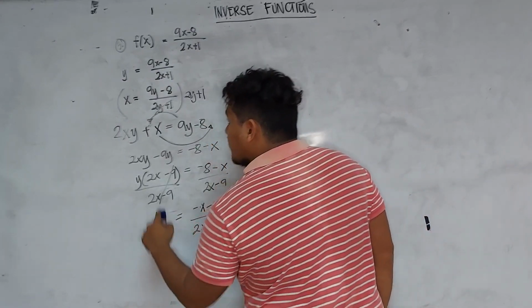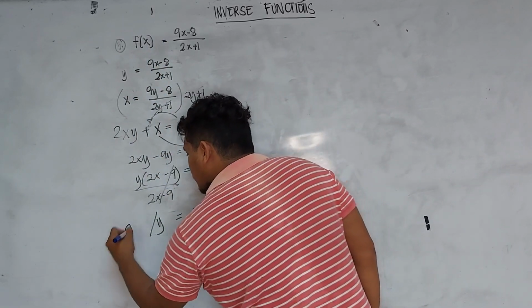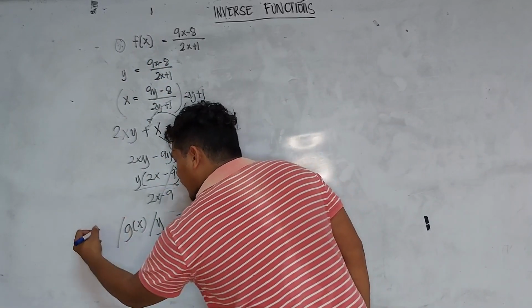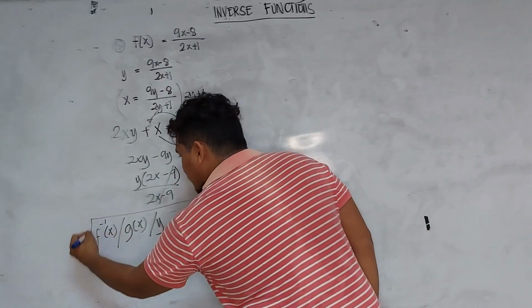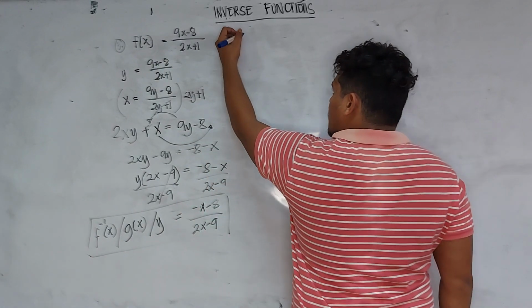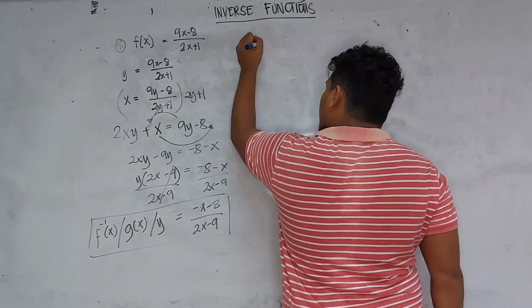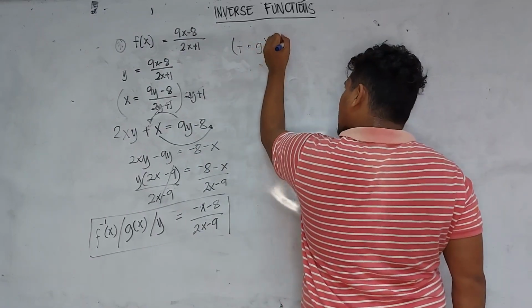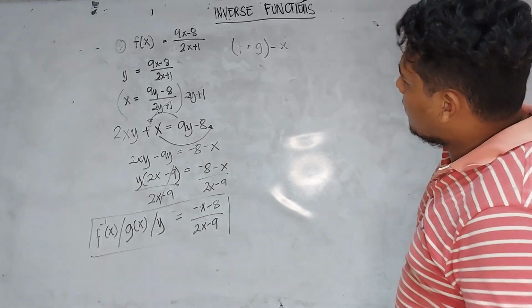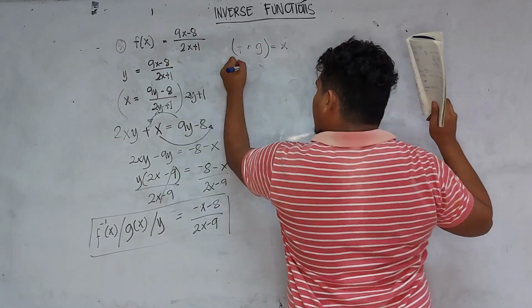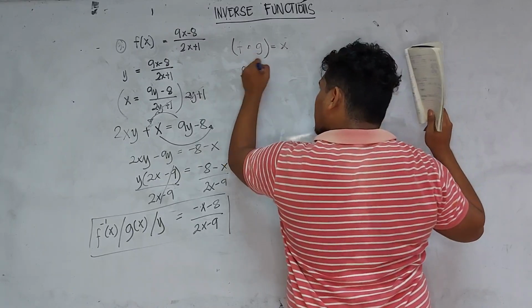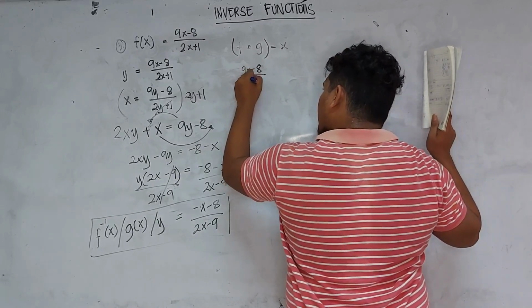This is g of x, or f to the negative 1 of x, its inverse. Let's try to prove. How do you prove? Number 1, f of g of x should be equal to x. We compose. How do you compose this one? First, f. What is the value of f? 9x minus 8 over 2x plus 1.